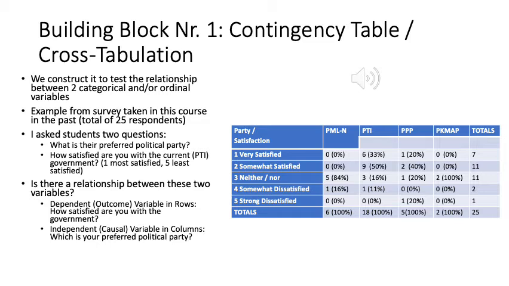Now here it is clear that party ID is the independent variable, and satisfaction with the government is the dependent variable, or the outcome. We always put the dependent variable values in the rows. You can see them in the rows here. And we put the independent causal variable values in the columns, the party ID.